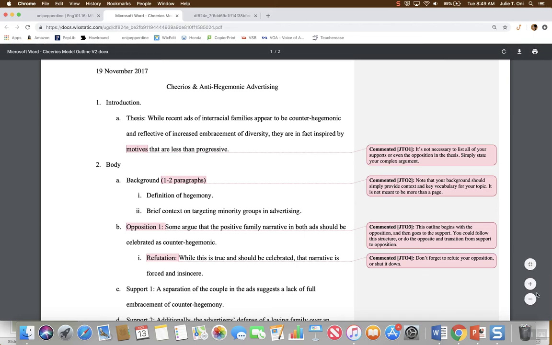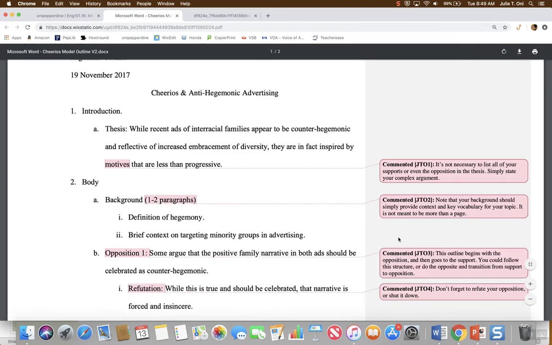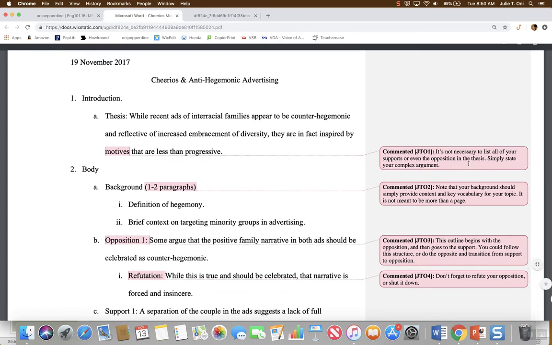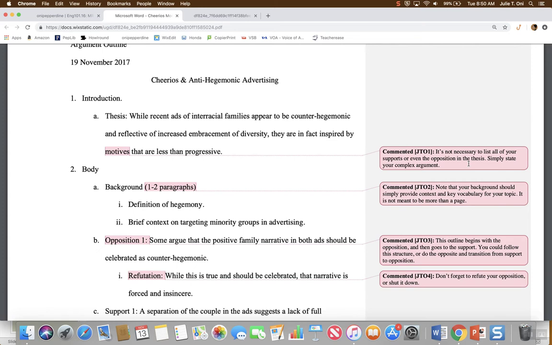For those of you that I met with last week, we talked about this idea of the thesis not needing to spell everything out already. So my note here: it's not necessary to list all of your supports or even the opposition in the thesis. Simply state your complex argument. It's particularly confusing for an argument essay if you set up the opposition in your thesis, because then we're not going to be sure which side you're on. So stay focused on your support. You don't need to list all the reasons. Just give us the broader support point.